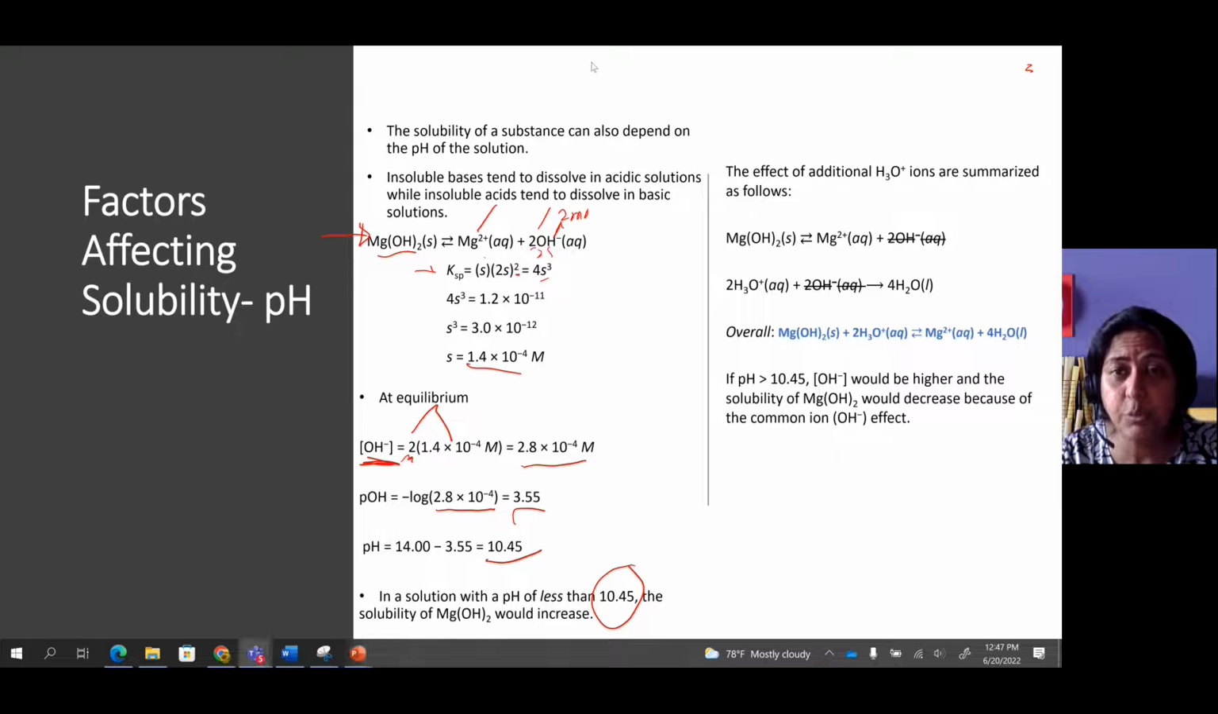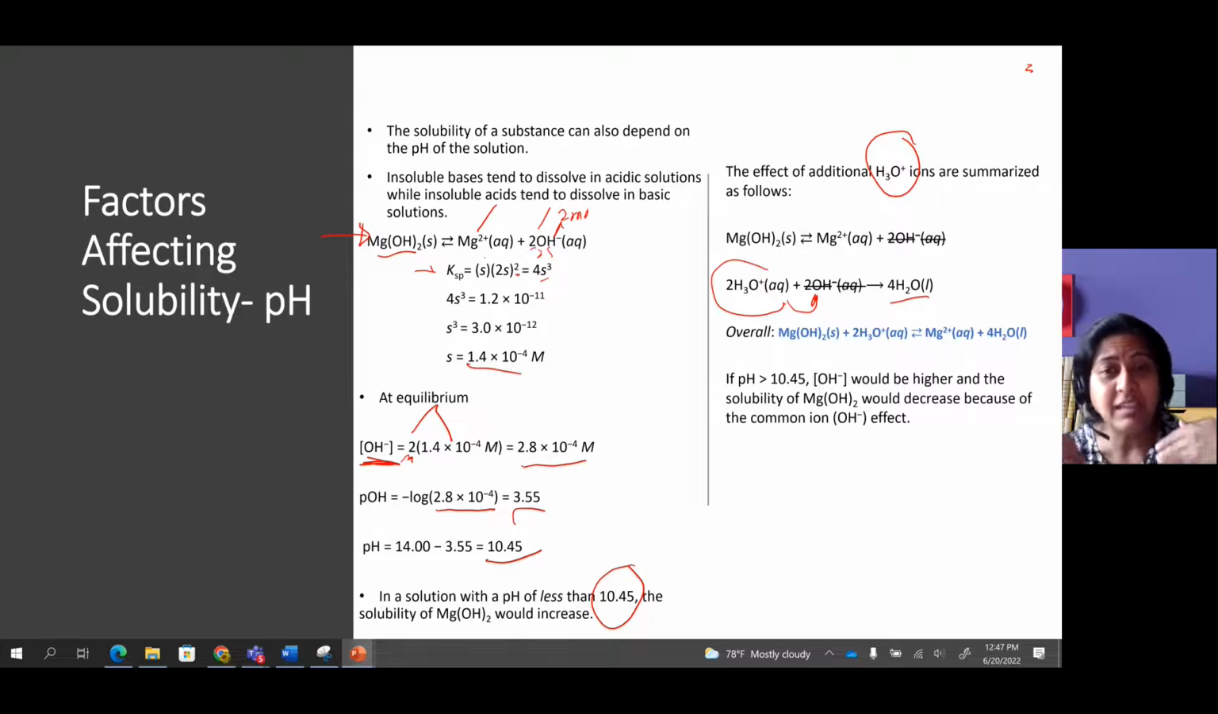Because when the acidity increases, it means we have more H3O+ ions in the solution. These H3O+ ions will react with hydroxide ions and make water. So decreasing pH means increasing the hydronium ion concentration, which decreases the hydroxide ion concentration.